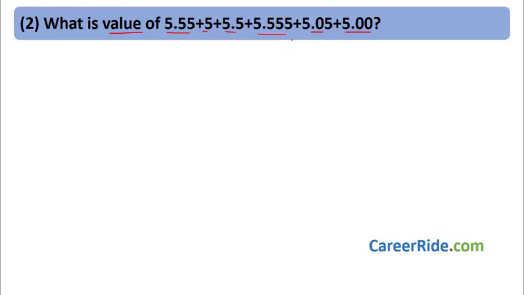Now over here we see that the maximum number of decimal places is 3. That is, there are 3 digits after the decimal point over here. So write all the numbers with 3 decimal places, one below the other. What does this do? This helps us to avoid any silly mistakes.